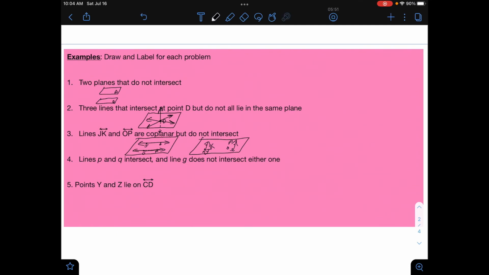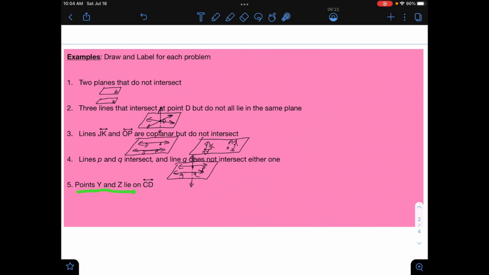So now we have lines P and Q intersect, but line G does not intersect either one of them. So we're going to draw our plane right here. So we can draw a line P here. We could draw right here a line Q. So this could be our line Q. So those are intersecting right there. But then we could draw right here, this is line G, because it won't intersect them.